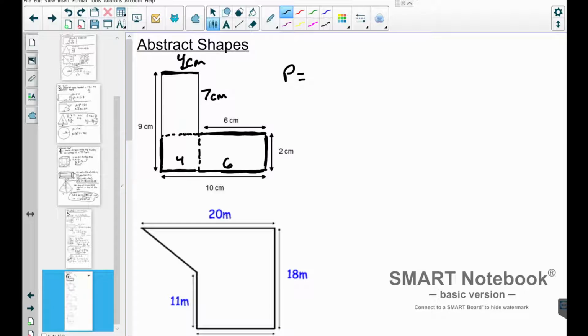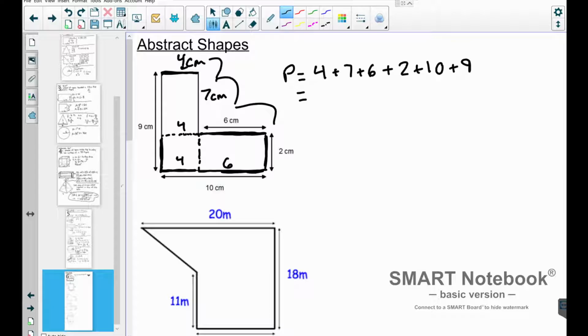So now it's as simple as adding up the side lengths. So we have 4 plus 7 plus 6. So I'm just going around this way and adding these together. Plus 2 plus 10 plus 9. And it's important to know here we're just adding up the way around when we're working with perimeter. Although we know this little dotted line on the inside is equal to 4 centimeters, we don't want to include that because we're just worrying about the way around the outside.